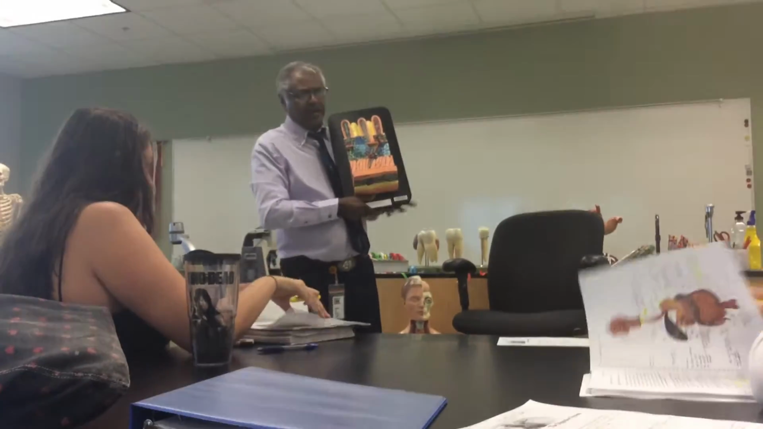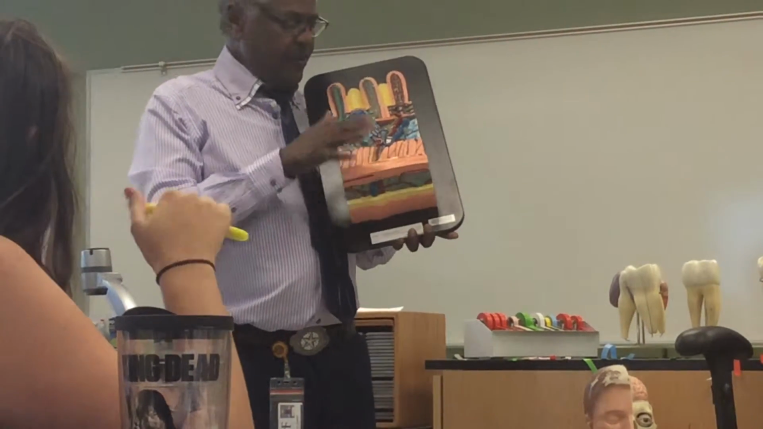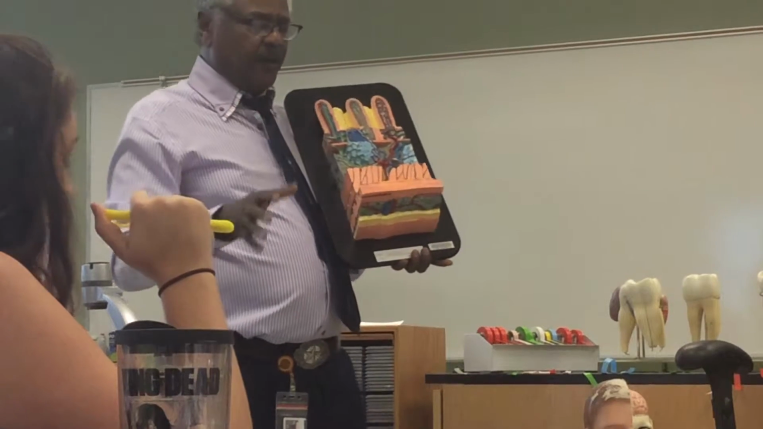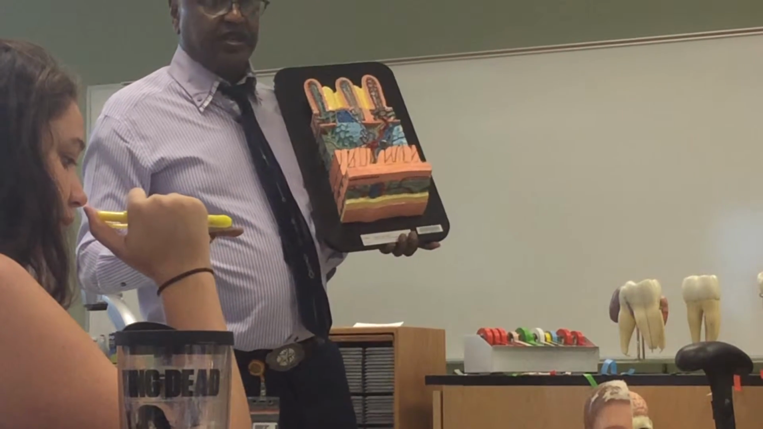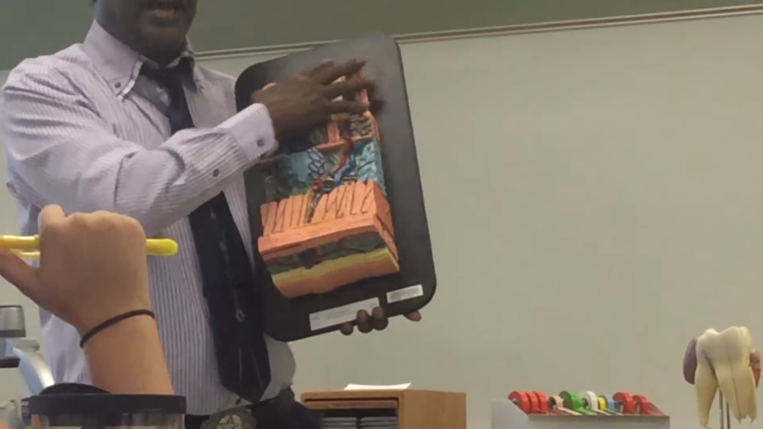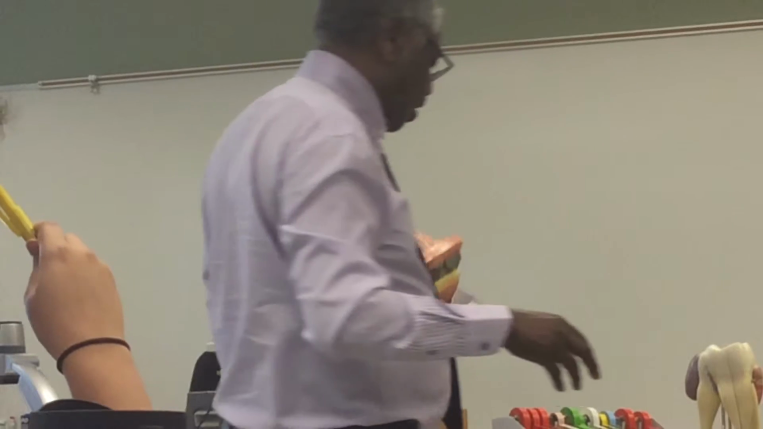Here, this is a model representing the 4 layers of the wall of the GI tract, but this one is from the ileum, from the last part of the small intestine, and in the small intestine, the mucosa is modified. We'll talk about all these modifications tomorrow.